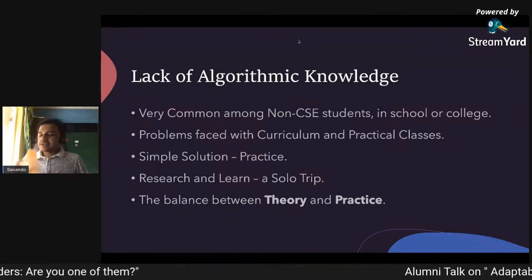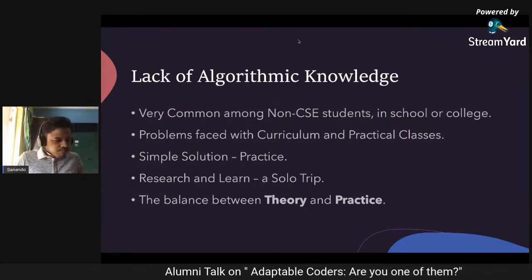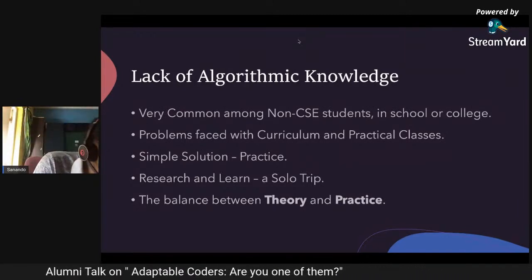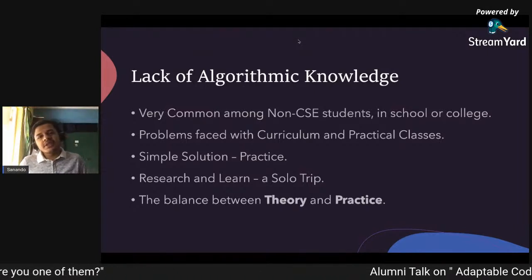And the last thing I want to talk about in this topic is the balance between theory and practice.